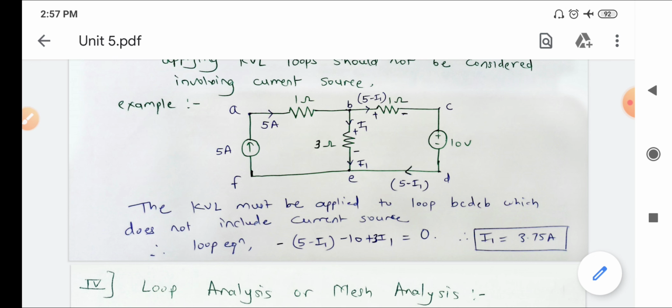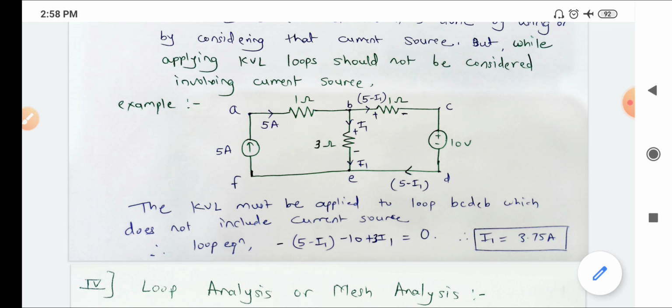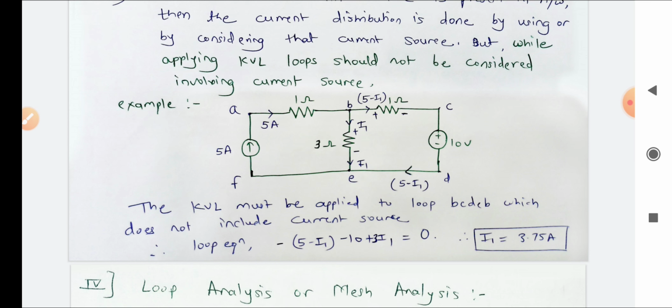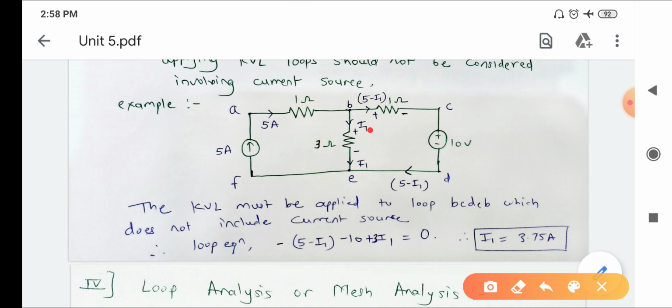So the loop equation will be now minus in bracket 5 minus I1. See, this is a potential drop. We have given all the sign conventions, and by using these sign conventions we are writing the KVL equation. So it is minus in bracket 5 minus I1 minus 10 plus I1 into 3 is equal to 0.